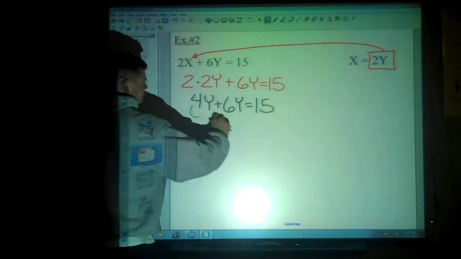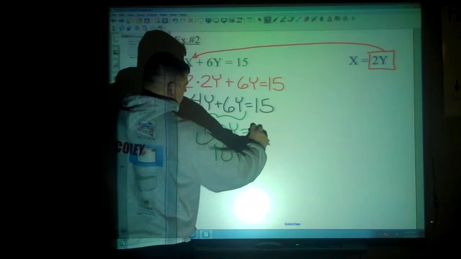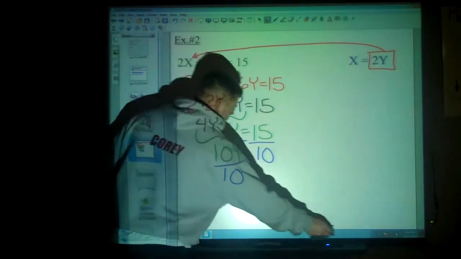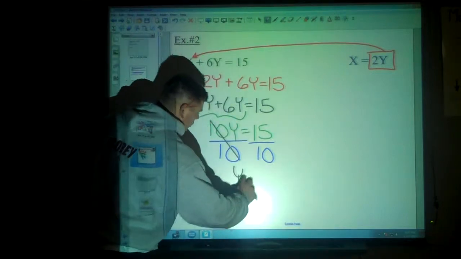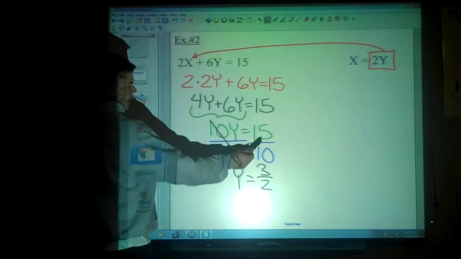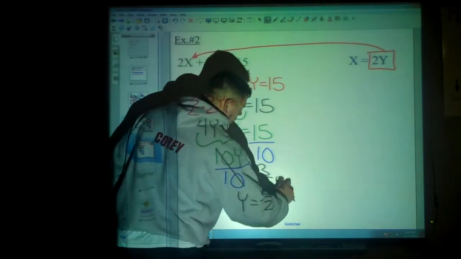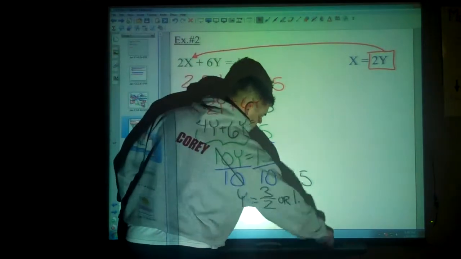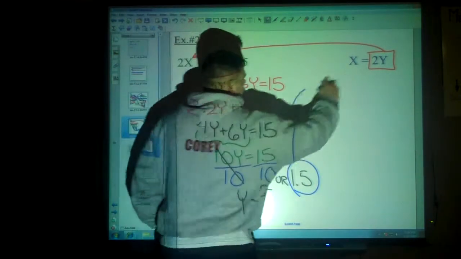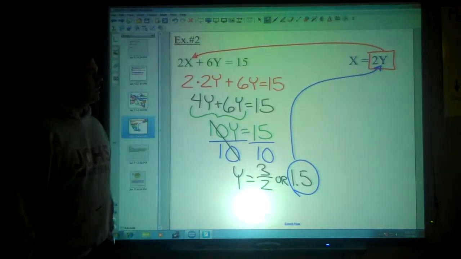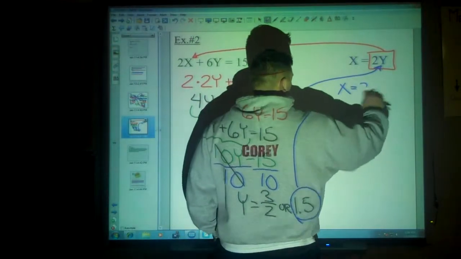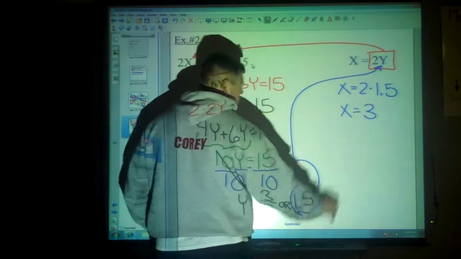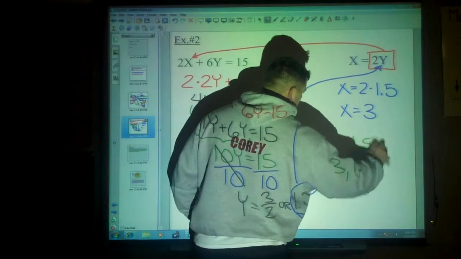So we have some like parts. 10y is equal to 15. Divide both sides by 10. And then you have either y equals 3 over 2, since this fraction 5 goes into both of them, or 1.5. Take what it equals and plug it in for the other variable. You now have x equals 2 times 1.5, which means x equals 3. As a coordinate, 3 comma 1.5.